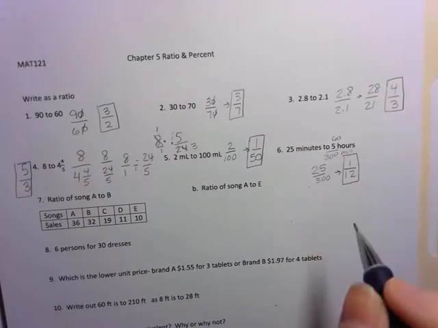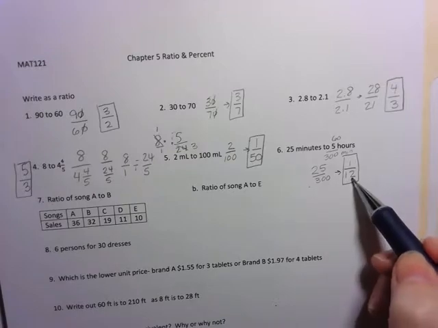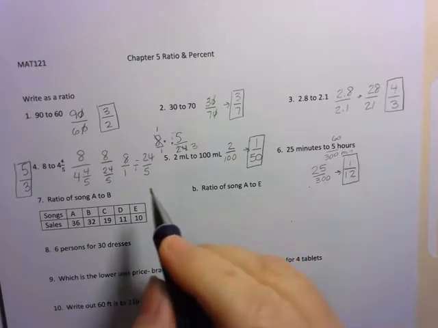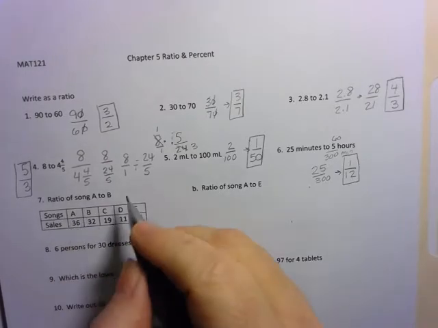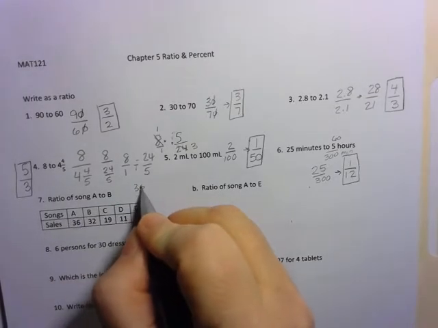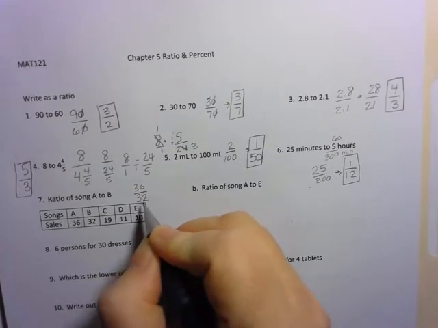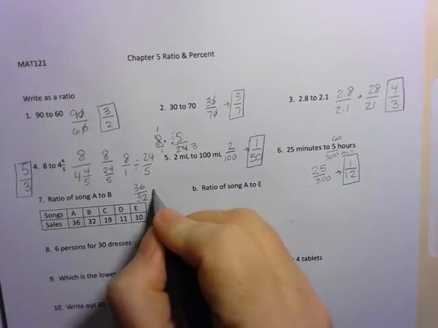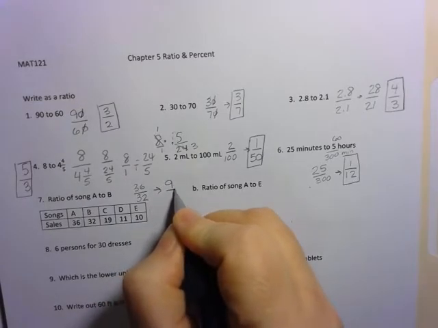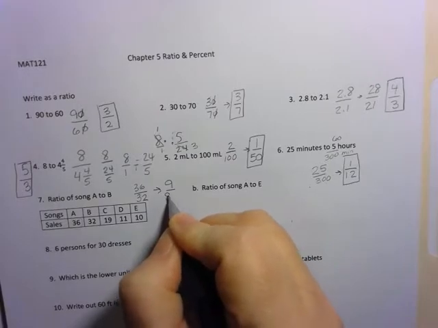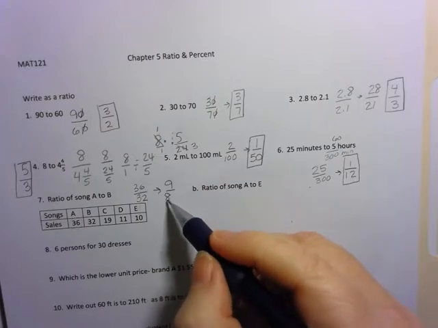Basically, I'm saying how many quarters are in $3. 12. So now we're looking at a ratio of song A, 36, to song B, 32, and then I reduce that. 4 goes into both of them. 4 goes into 36 9 times, 4 goes into 32 8 times.